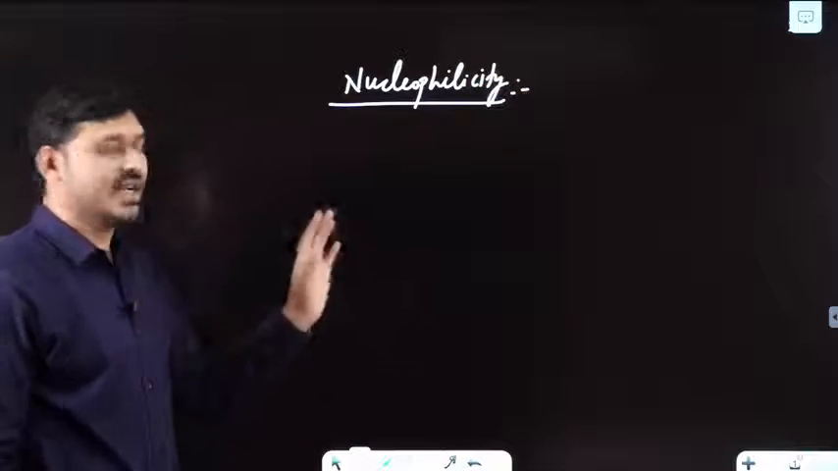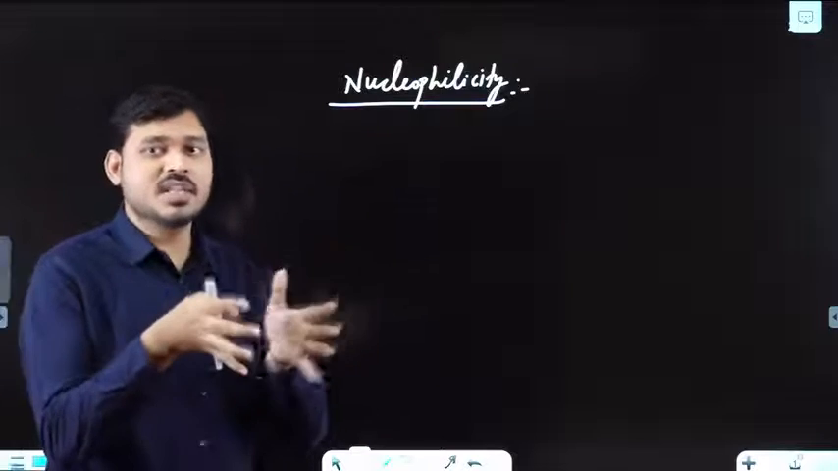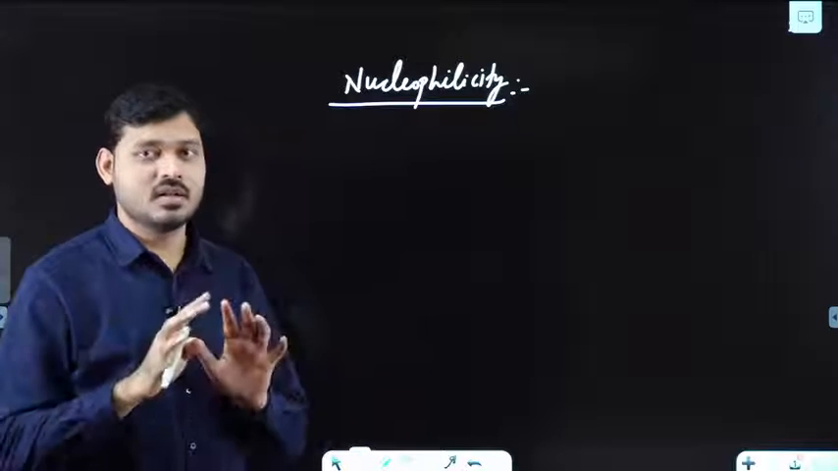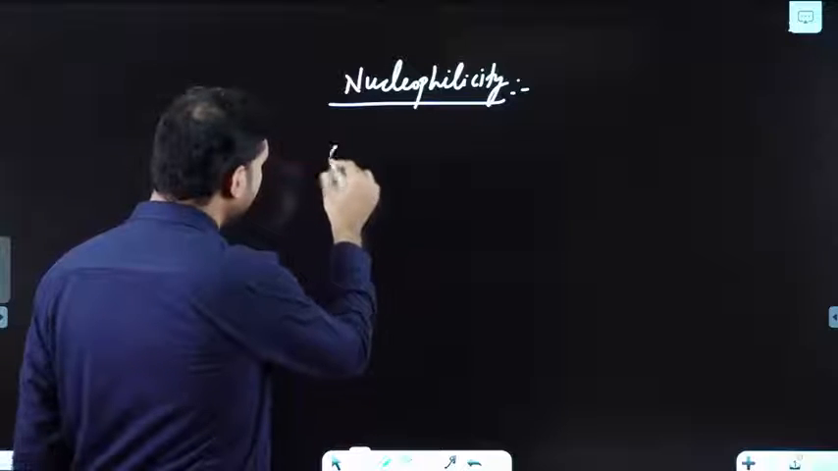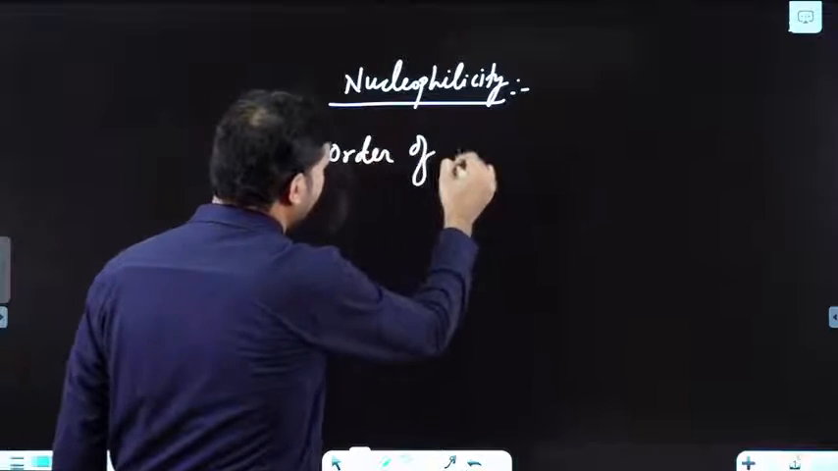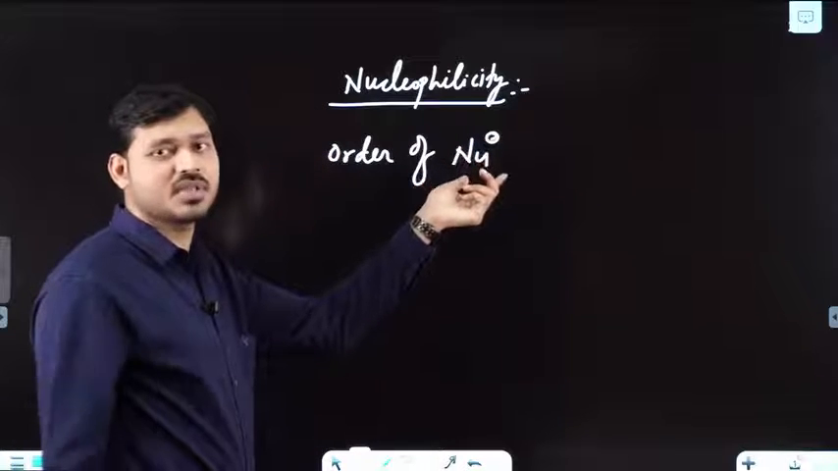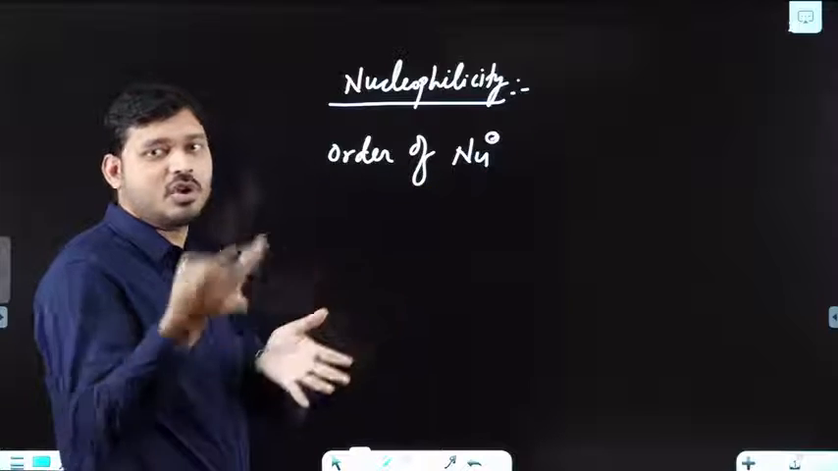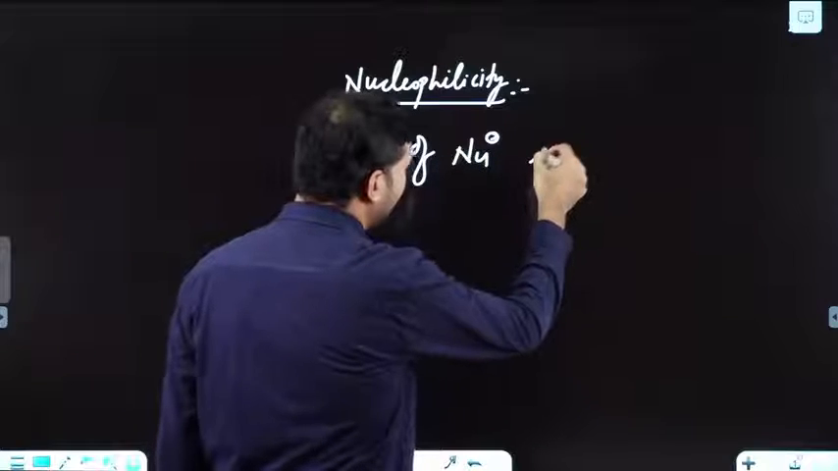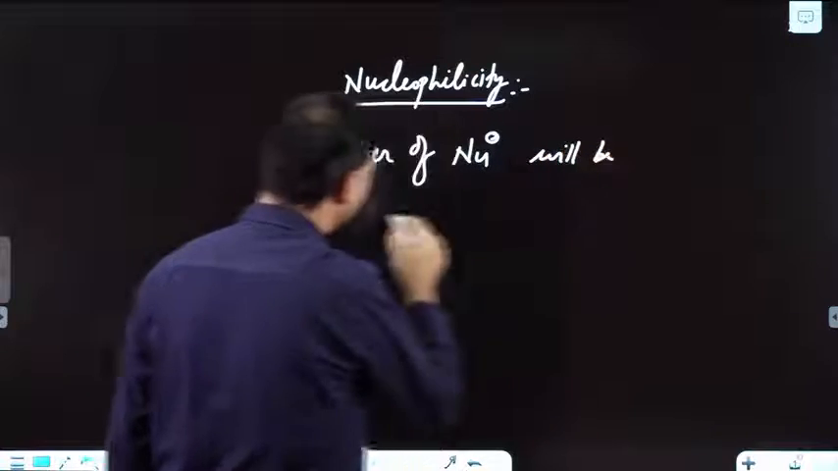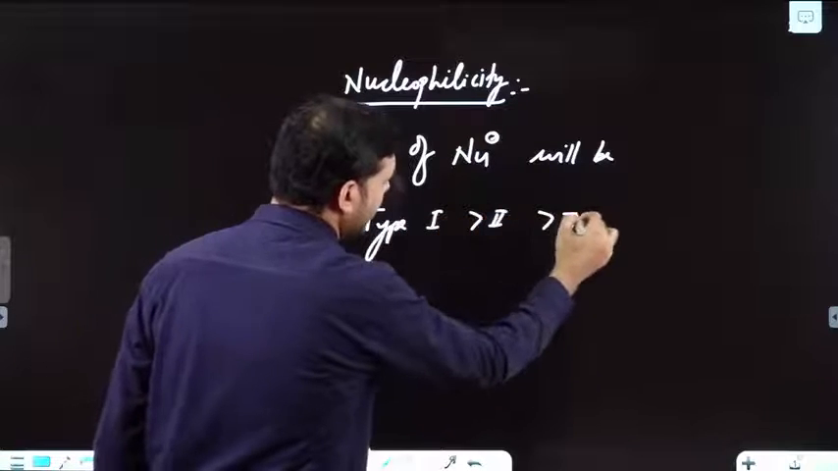Now dear students, understand, if I have to check the nucleophilicity order, meaning which one is more nucleophilic than the other, among these three types, then the order of nucleophilicity, represented as Nu minus or simply Nu sometimes, will be type 1 greater than 2 greater than 3.